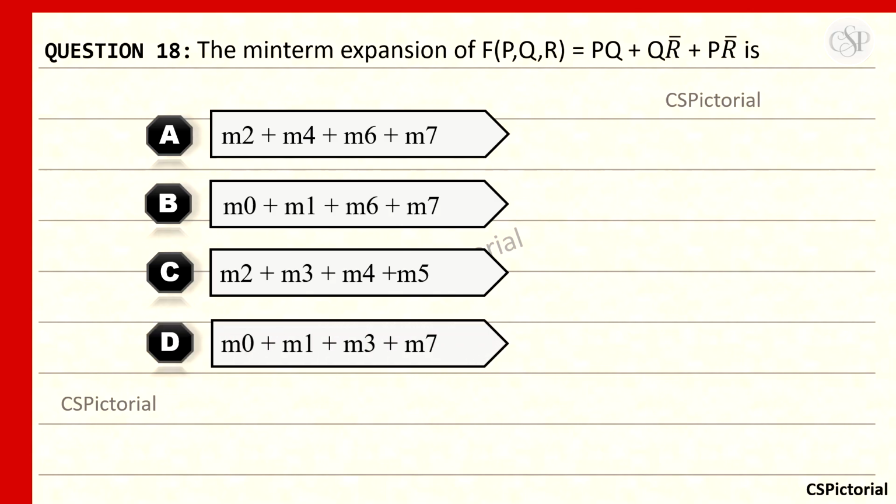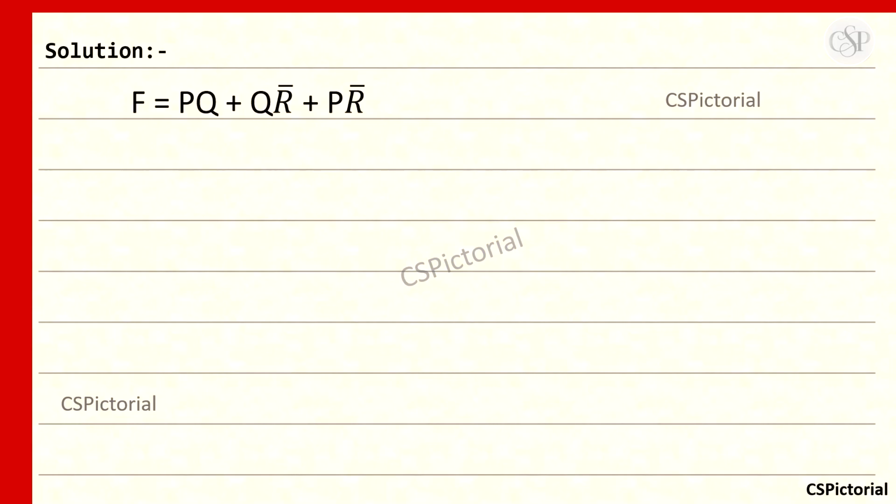The answer is option A, M2 plus M4 plus M6 plus M7. Let's check out how to find it. The expression is given in standard SOP form. We need to first convert the given SOP expression into its canonical form. Then use the truth table to find the corresponding minterms.